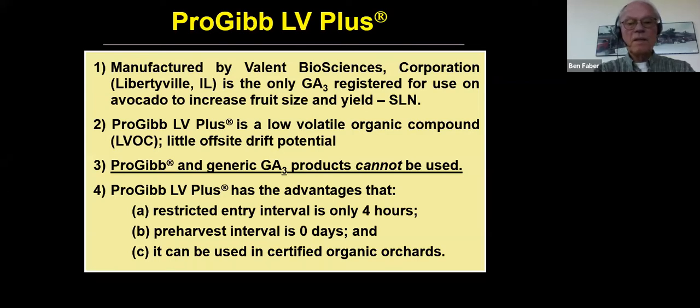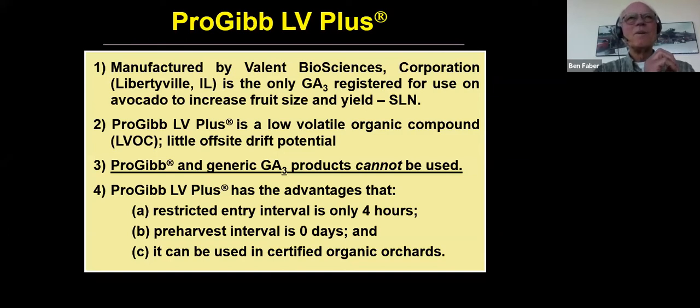ProGib LV Plus has the advantages that the restricted entry interval is only 4 hours, so you spray it and you can go in and check your irrigation lines. The pre-harvest interval is 0 days. This has always been an issue with avocados. Should I pick, should I not pick? I've got 2 crops going.